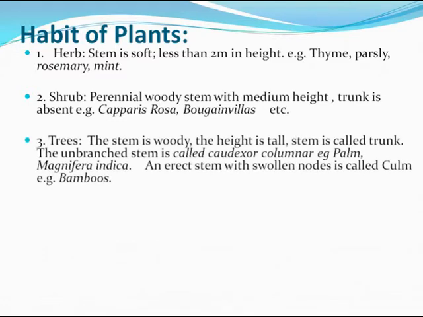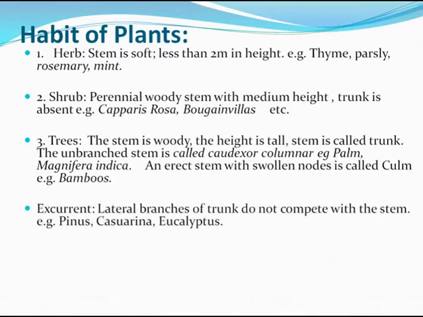Trees are woody, their height is tall and the stem is known as the trunk. The unbranched stem is called caudex or columnar. Examples are palm and Mangifera indica. An erect stem with swollen nodes is called culm, as in the bamboos.